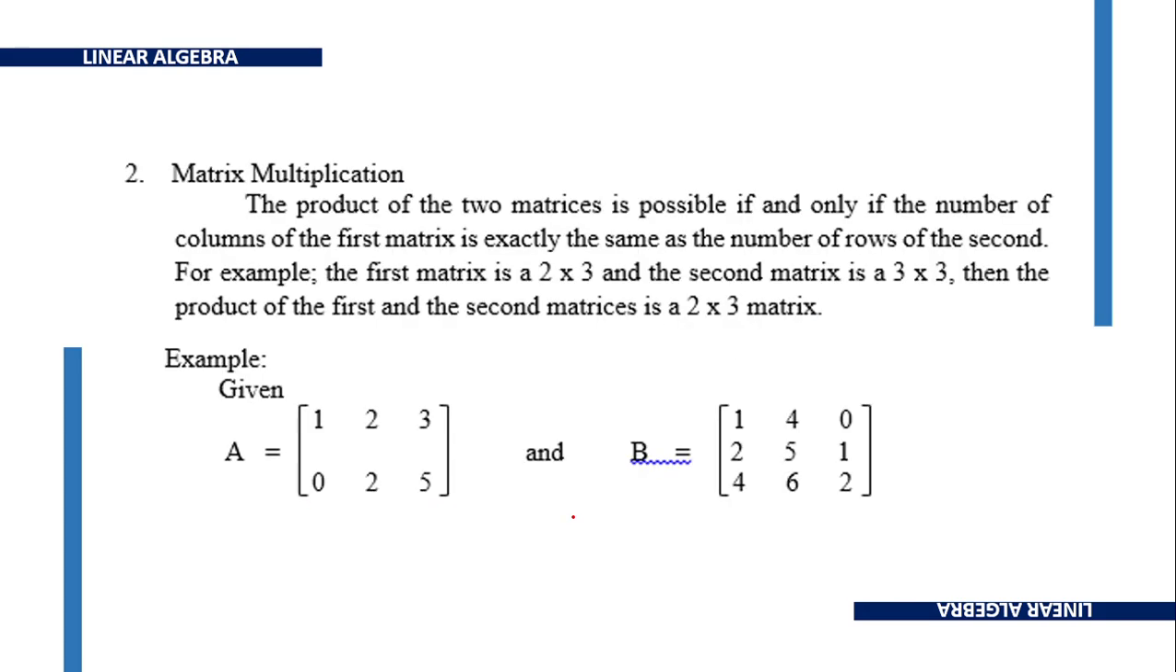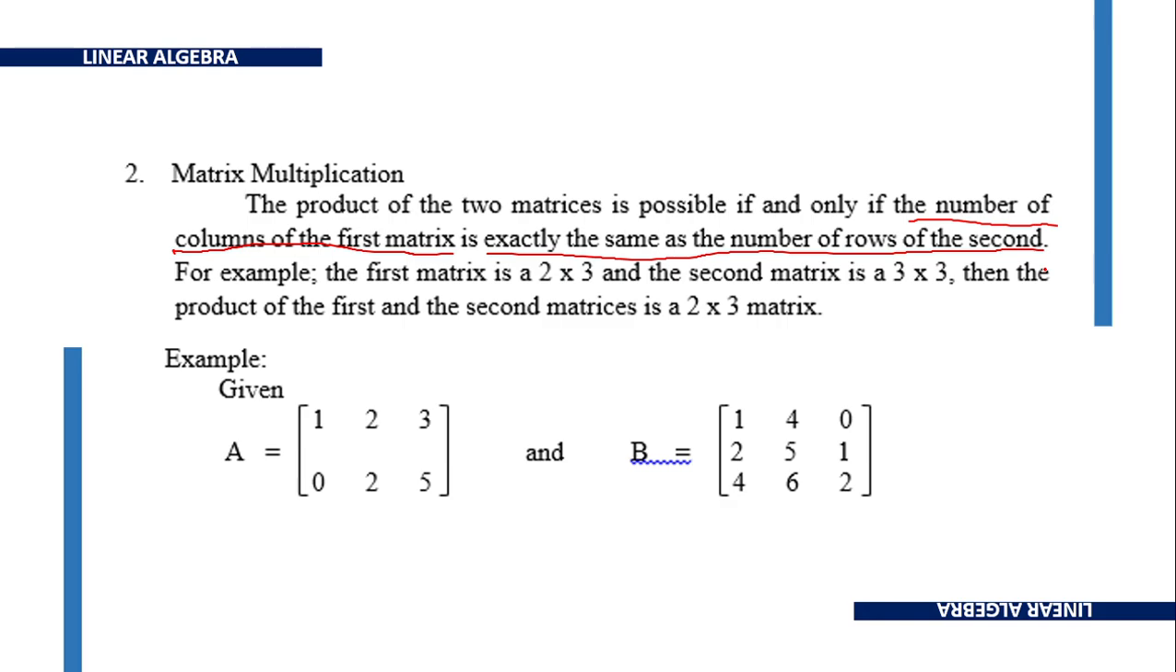Next, we have the matrix multiplication. So, dito naman class, medyo nakakalito ito. Ayun, so dapat nating intindihin kung paano yung matrix multiplication. So, the product of two matrices is possible if and only if, ayan, meron tayong if and only if dito. So, this is the condition na pwede lang daw tayong mag-multiply ng dalawang matrix if and only if the number of columns of the first matrix is exactly the same as the number of the rows of the second.